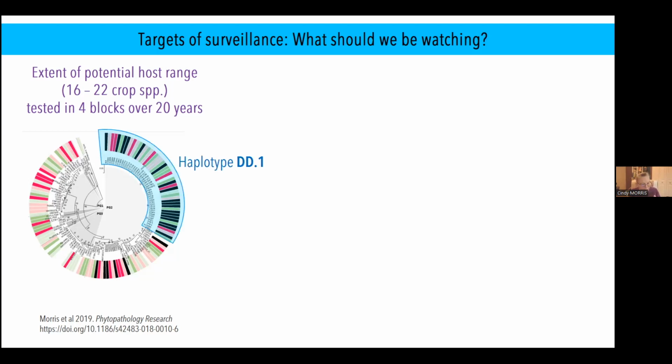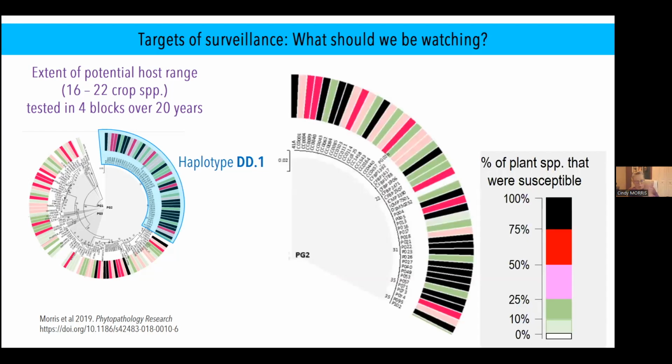So here, all these strains are from this haplotype DD1. If we blow it up, we can look at the intensity, the percent of susceptible plants out of those 16 to 20 crop species that were tested. Here in this group, there are a lot of blacks and reds, strains that attack between 75% and 100% of the plants that we tested, under lab conditions.